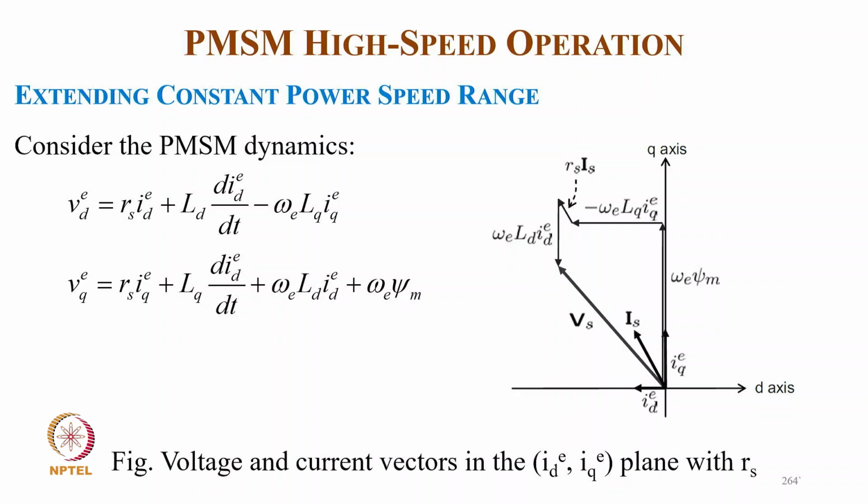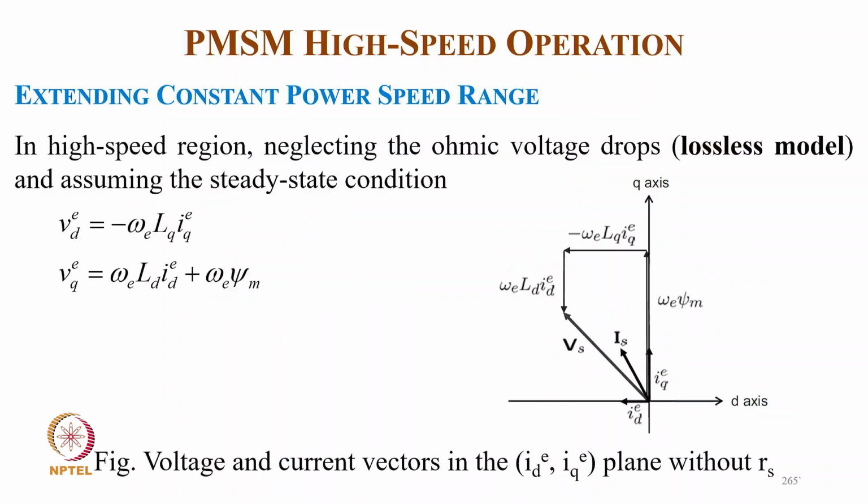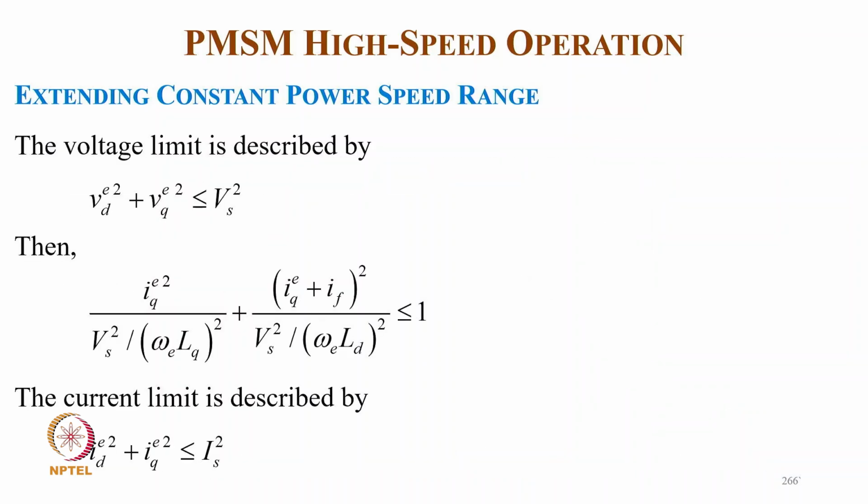To consider the PMSM dynamics, VD in the synchronous reference frame is VD equal to RS ID plus LD dID upon dt minus omega E LQ IQ, and VQ equal to RS IQ plus LQ dIQ upon dt plus omega E LD ID plus omega E phi m. And in the high speed region, neglecting the ohmic voltage drop, the lossless model gives VD equal to minus omega E LQ IQ, and VQ equal to omega E LD ID plus omega E phi m, with the phasor diagram typically without resistance drop.